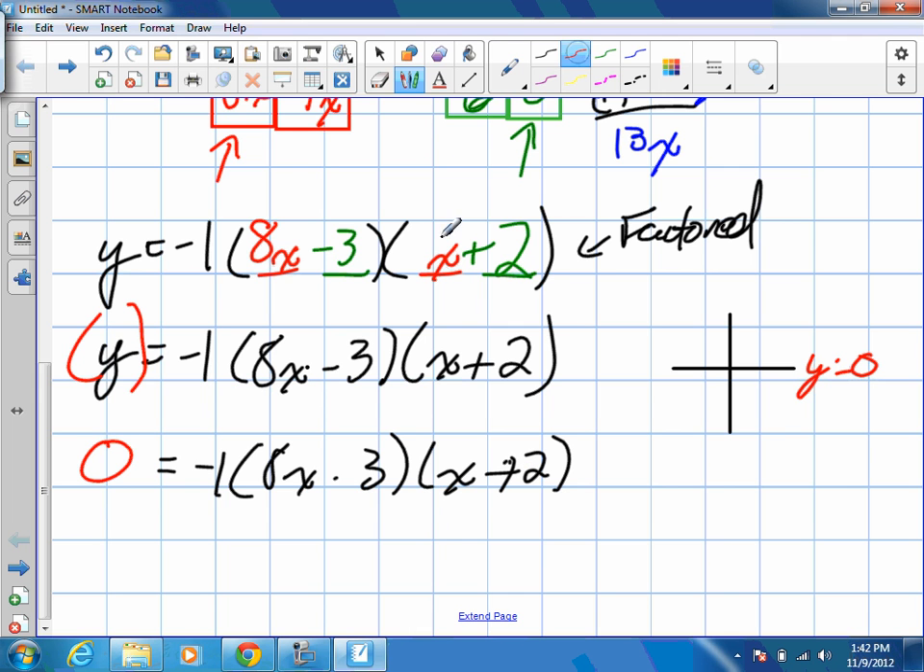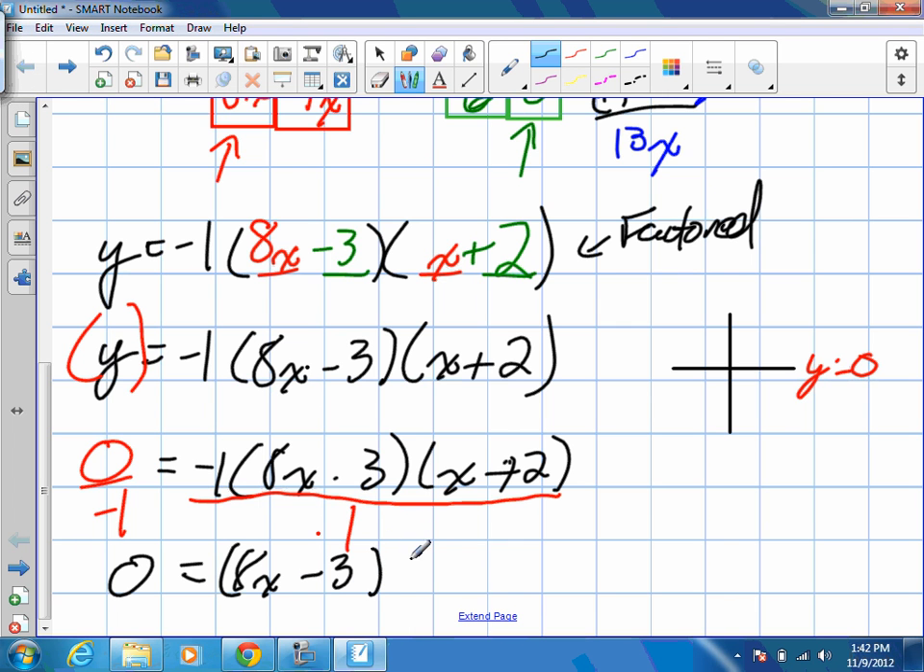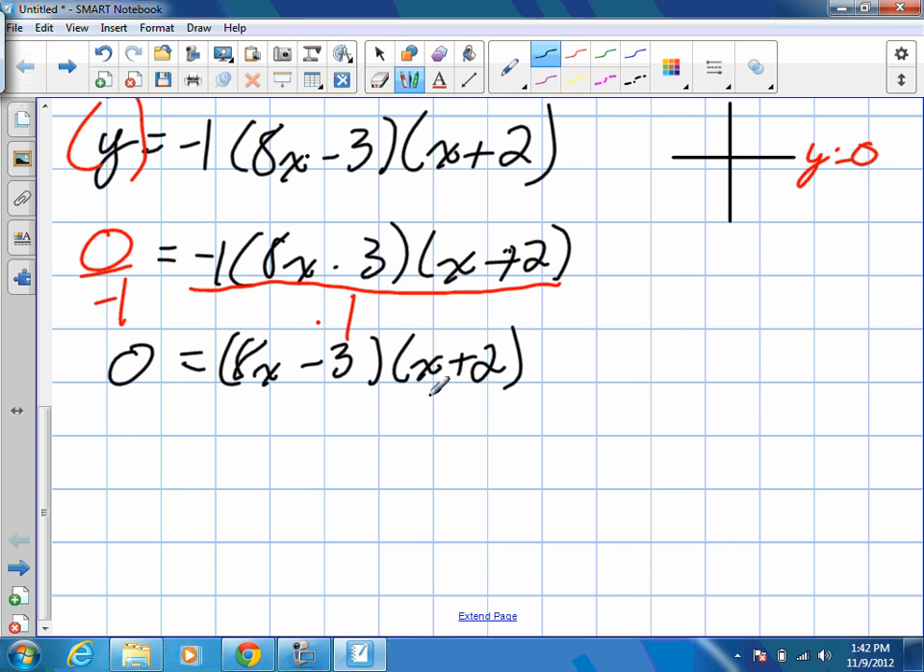This -1 we need to get rid of, so we divide both sides by -1. What is 0 divided by -1? 0. And then we're left with 8x minus 3 and x plus 2. Now we know that both of these multiplied together are going to create 0.